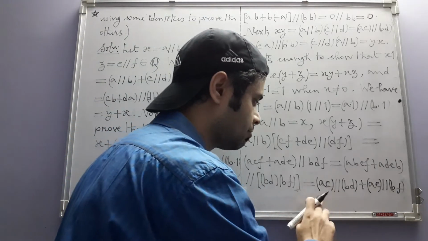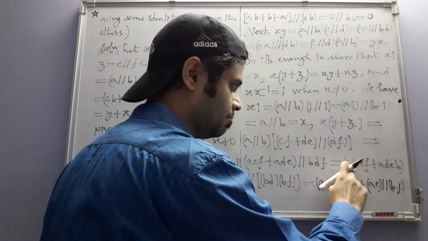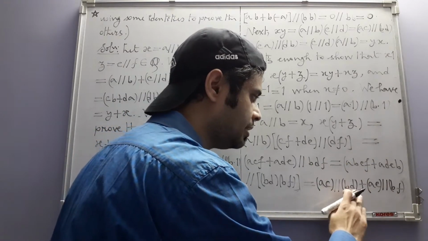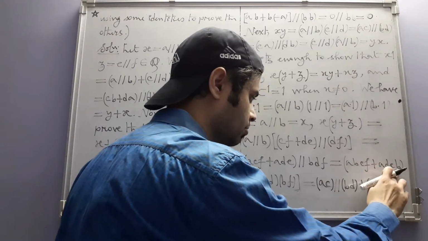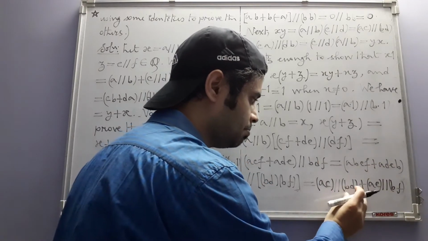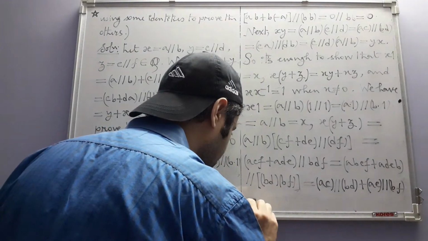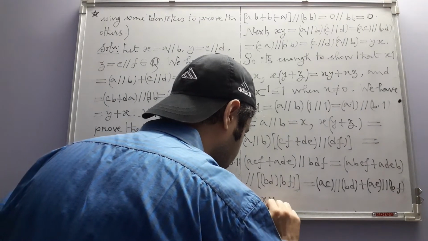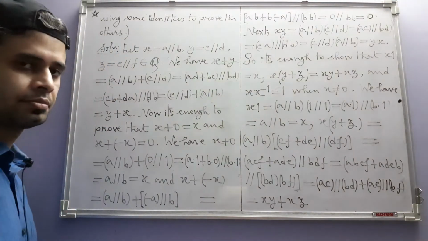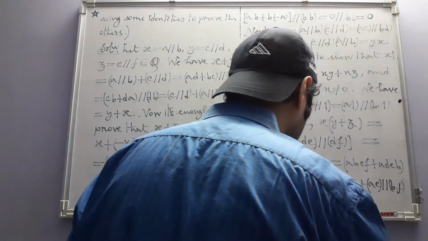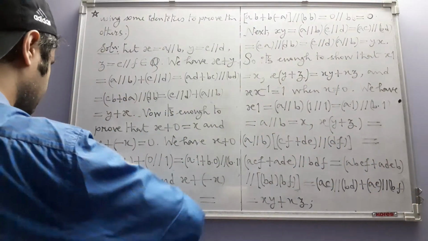The first component of this addition will be AC times BF plus BD times AE, and the second component will be BD times BF. Yes, and this is nothing but XY, the first term, and the second term is XZ. So yes, we are getting what we want. One more is left.